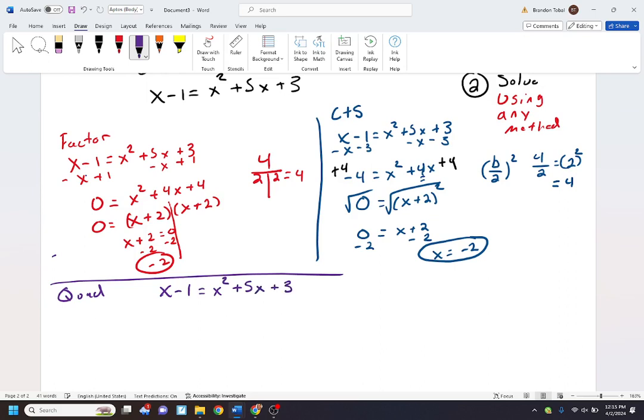So then, I subtract x, plus 1, plus 1. 0 equals x squared, plus 4x, plus 4. Then I'll do the formula.